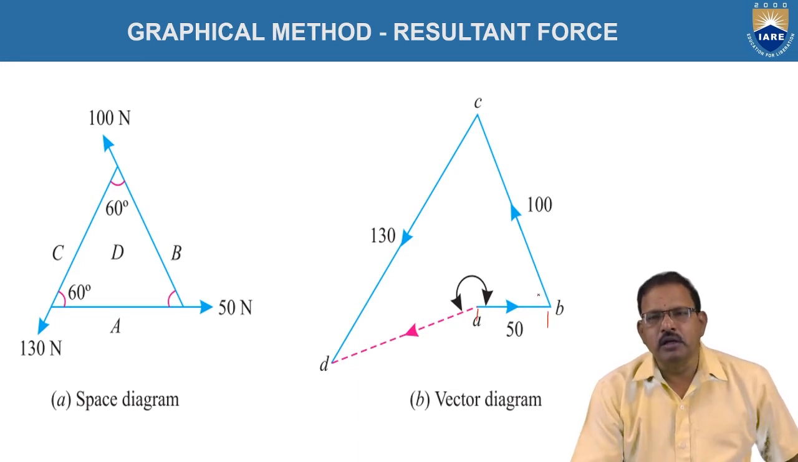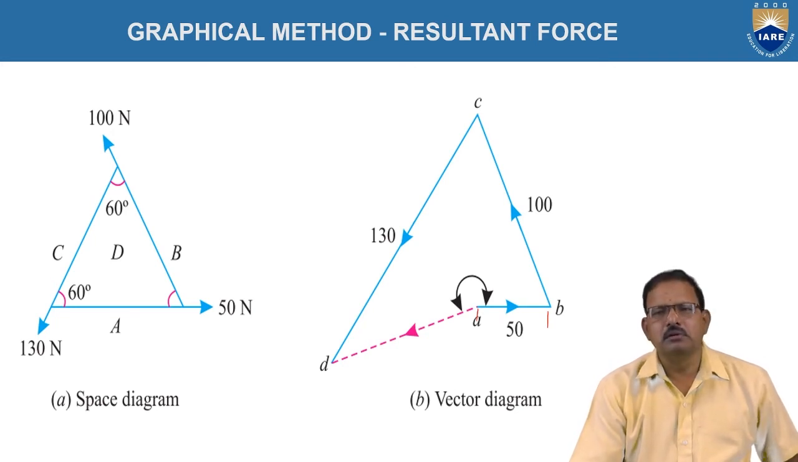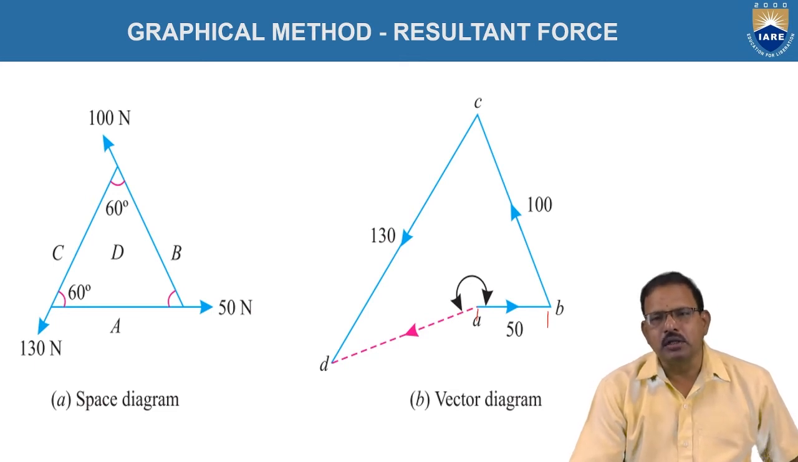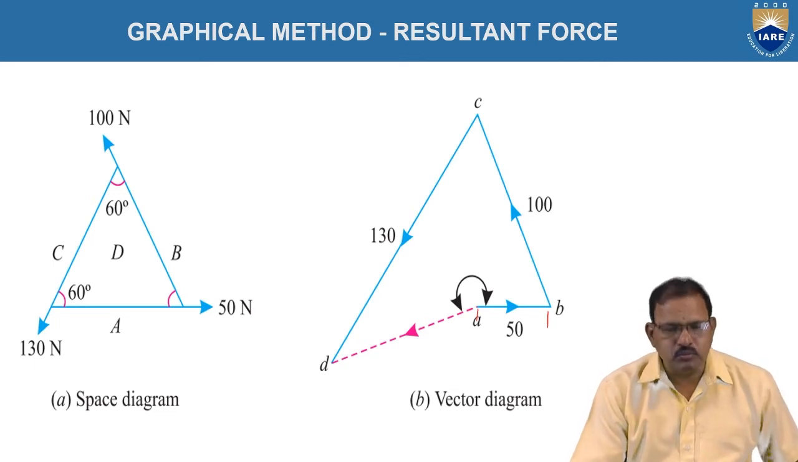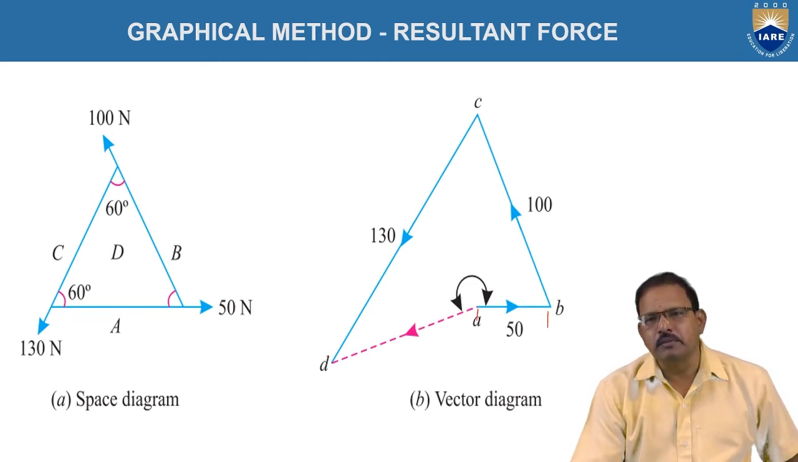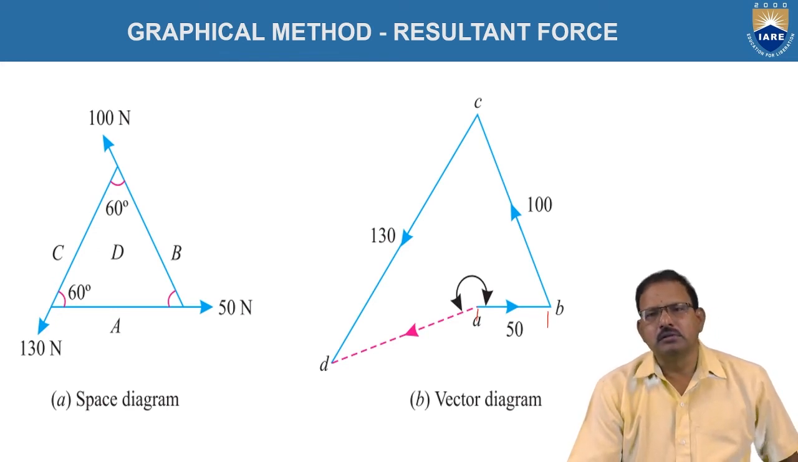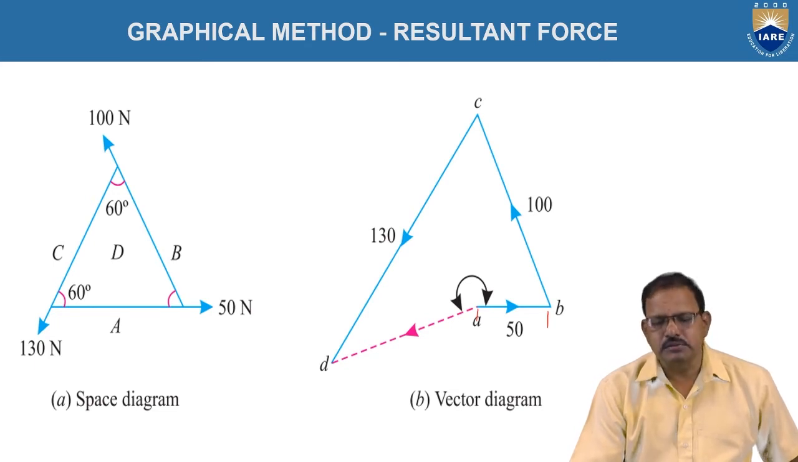Here, while drawing the vector diagram, it is better to represent the space diagram according to a suitable scale that is most comfortable. So 50 newtons is better represented according to a suitable scale. It may be 1:1 now, that is 1 mm length of the drawing is representing 50 newtons. So similarly 100 newtons and 130 newtons are there now.